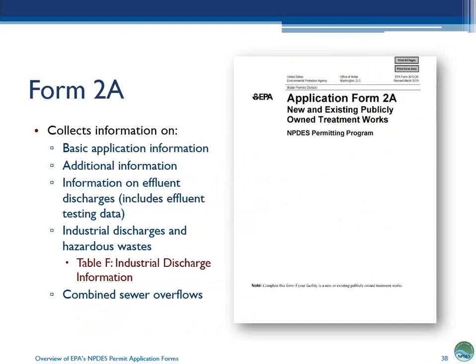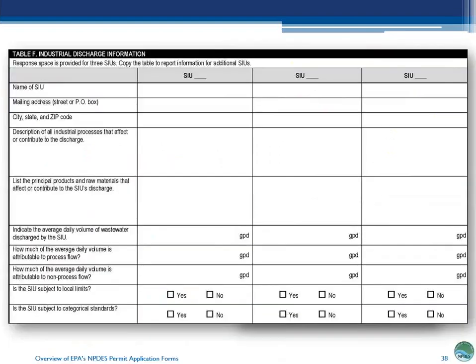Section 4 applies to POTWs with significant industrial users. This section requires applicants to indicate the number of significant industrial users and non-significant categorical industrial users that discharge to the POTW and provide information on the POTW's pretreatment program. Applicants completing this section must also provide information on significant industrial users in Table F, located at the end of the form. Note that this information need not be completed for non-significant categorical industrial users.